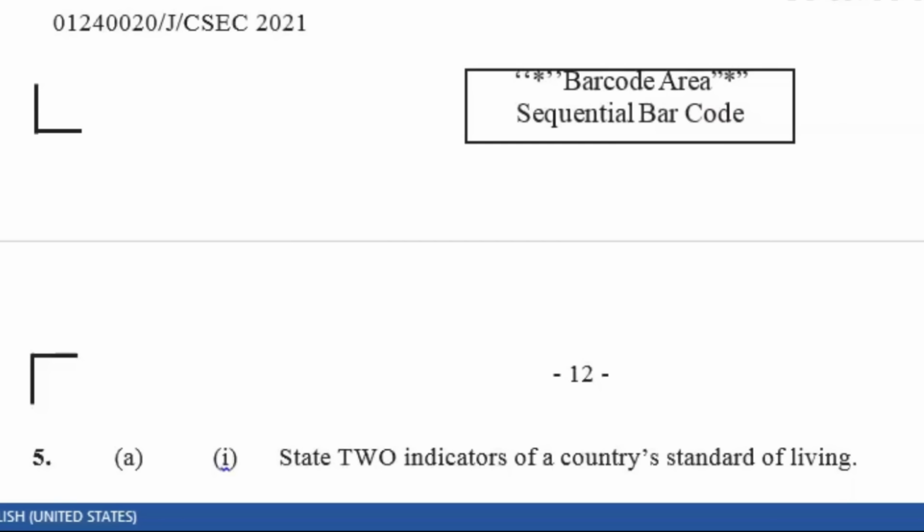All right, 5A1. State 2 indicators of a country's standard of living. So remember, when we talk about standard of living, basically how much resources the country has available, or simply put, how much the people in the country can afford, how much the country can afford. Are they wealthy? How are they living? So are you thinking of any indicators yet of a country's standard of living?